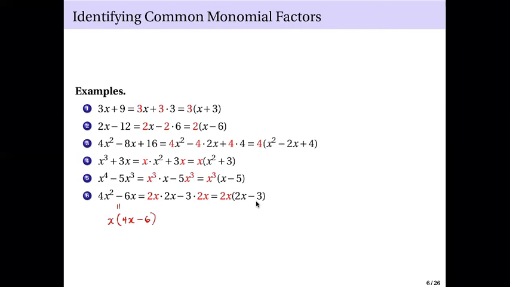So, questions in identifying common monomial factors. Sir, for number 5, it shows x^4 minus 5x^3, and you put equals x^3. Can you explain that? Because I'm a bit confused. Yeah, because in here, if you multiply x^3 and x, that's x to the power 4. Oh, okay, perfect. I understand. Thank you. You're welcome. Other questions? So that's for identifying common monomial factors.